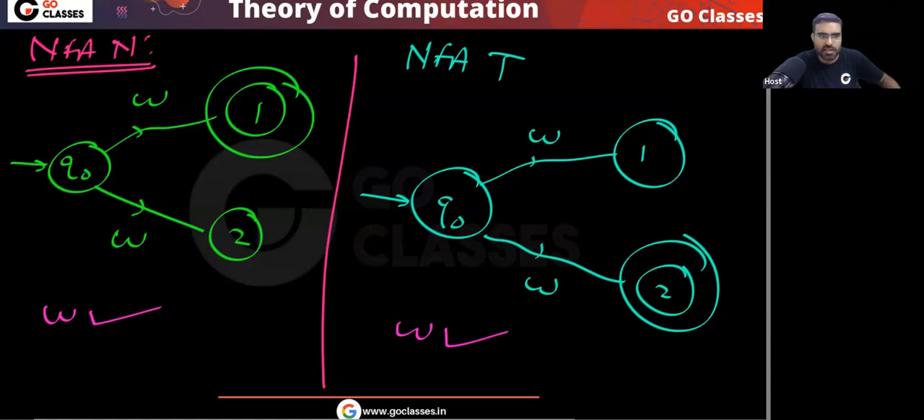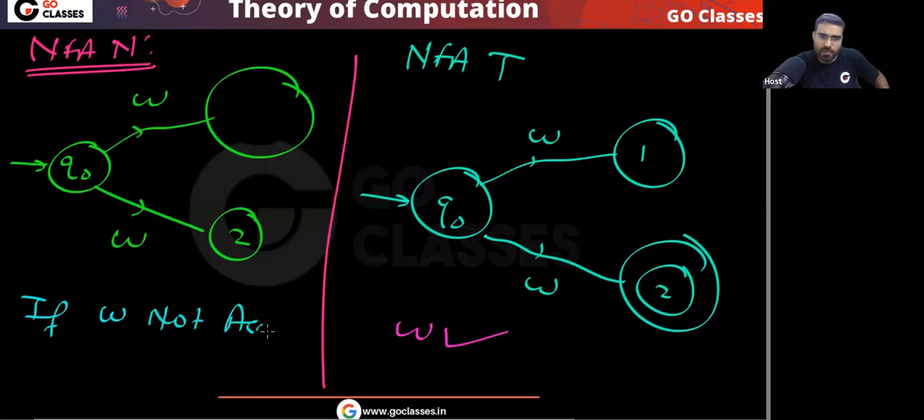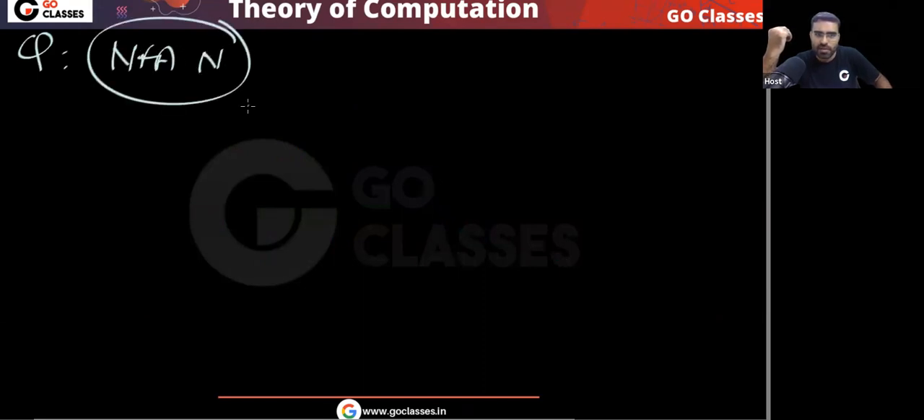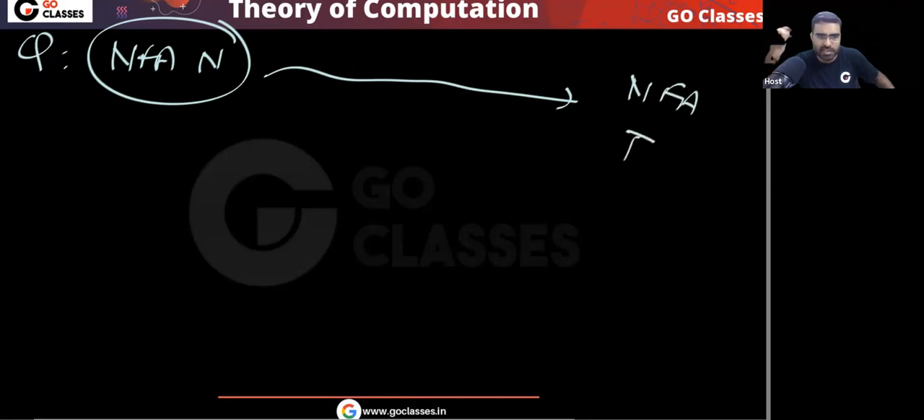You tell me one more interesting thing. Let's assume W is not accepted. If W is not accepted by N, can I say T will definitely accept W? Did you understand my question? The question is very simple. You have NFA-N, and you complement states and get a new NFA-T.